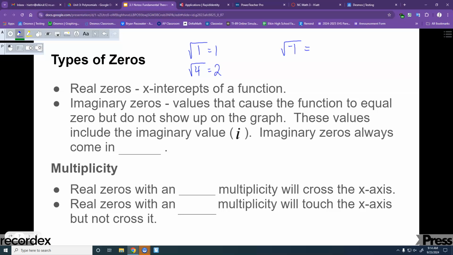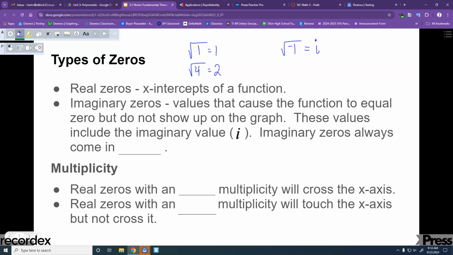So, mathematicians decided at one point we need a way of dealing with this because it keeps showing up, and it keeps showing up, and it keeps showing up. But we can't calculate it because it doesn't really exist, right? No real number times itself equals negative 1. So they decided to give this value right here the letter i.